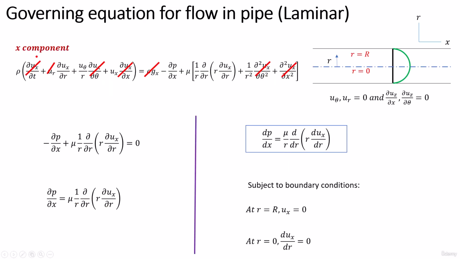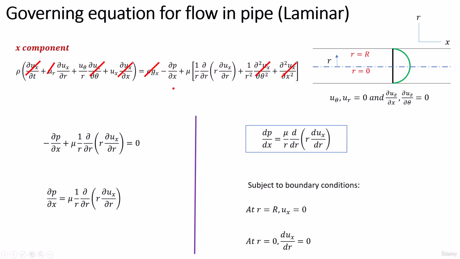Now take the axial component. Because it is steady state, the derivative of u x with respect to t will be 0. Second, u r is 0, and whether you take u x or u z, both are axial. So u r is 0, and the partial derivative of u with respect to r is also 0. Here this term is not 0, but u r is 0, so this term becomes 0. And the partial derivative of u with respect to theta is 0, so this term is also 0. There is no gravity or body force term.